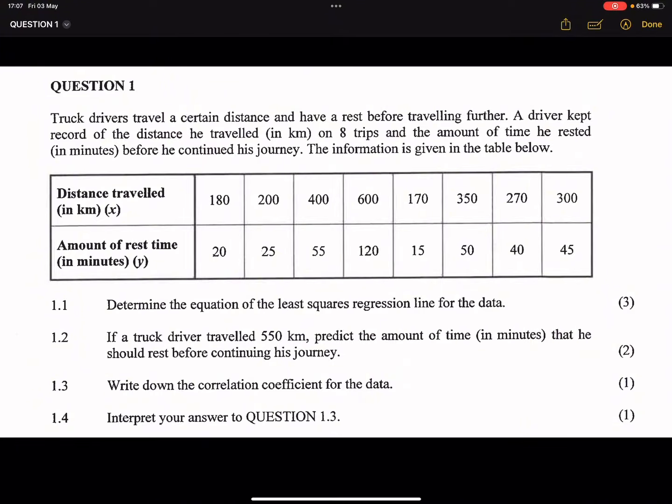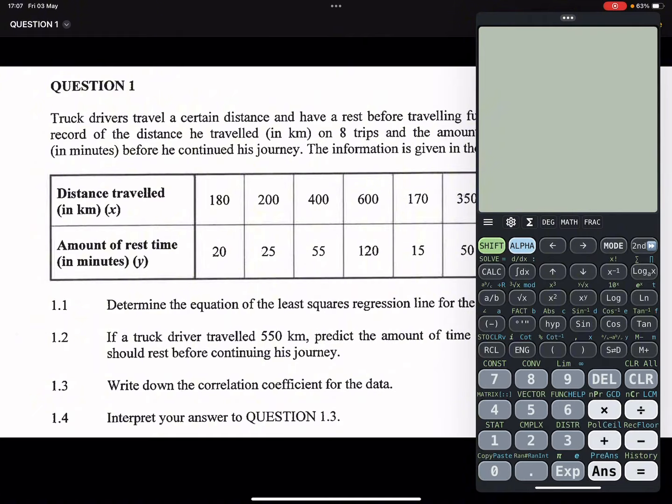Now, ladies and gents, we know question 1 has to do with stats, and stats has to do with a lot of calculator work, right? So they've given us the distance traveled in kilometers as our x variable, and they've given us the amount of rest time in minutes as our y variable. So let's whip out our calculator. Of course, mine looks a little bit different, but if you've got a Casio calculator, you're going to go into mode and you're going to press option 2 for stat.